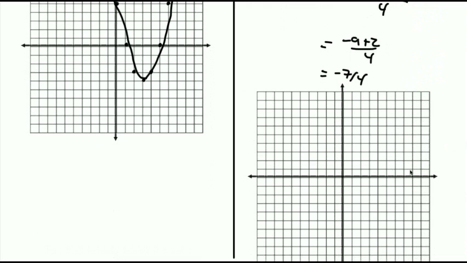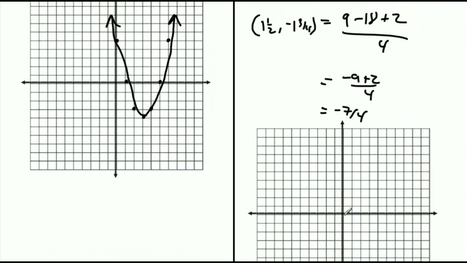So you can go over 1.5. So 1.5 and then down 1 and 3 fourths. So now how do you find more points? Well, we actually can still use our shortcut where you go over 1, up 1, and all that.